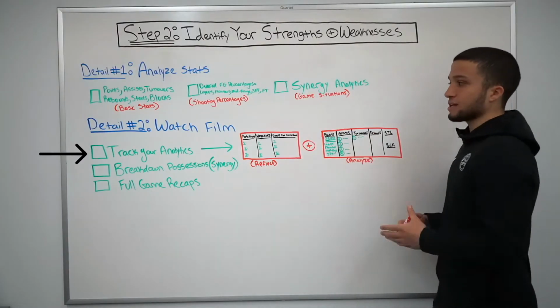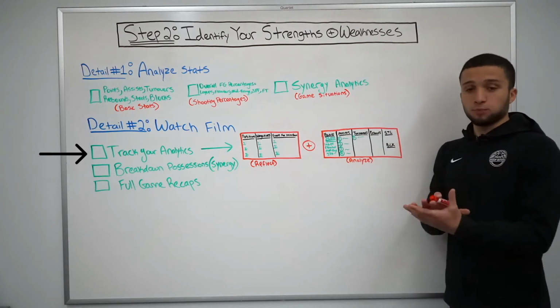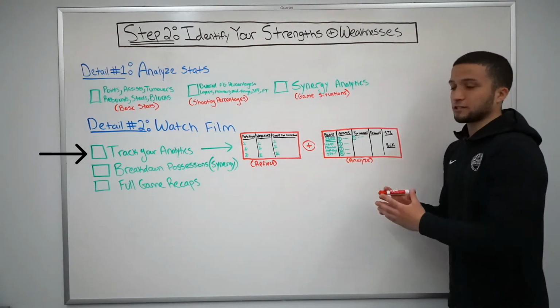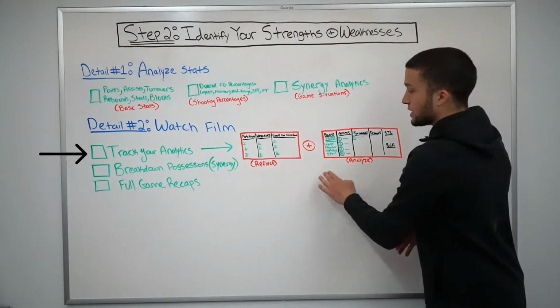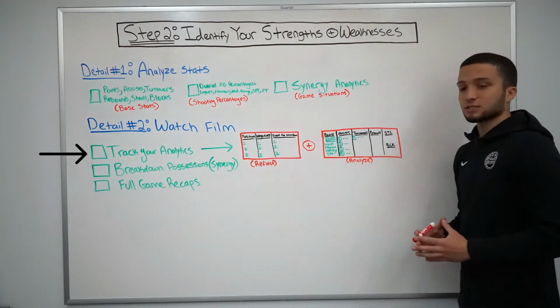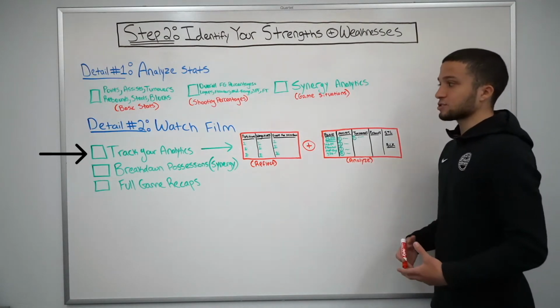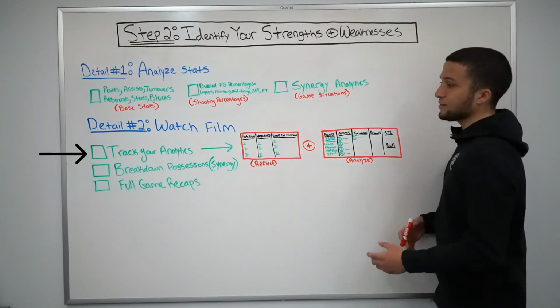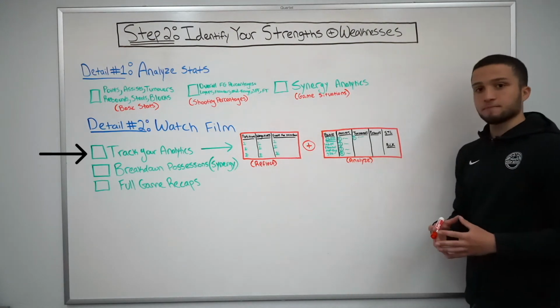Now, to dive into tracking your analytics, I want to show you a system that I use with players to help them reflect on their games. With this system, all you need is one index card. You're going to have the front of the index card, and then the back of the index card. On the front of that index card, all you're going to do is break down the game from positives, negatives, and goals for next game.